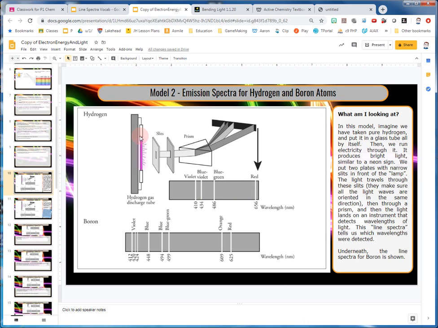And when you put a different element in here and run electricity through it, you get a totally different line spectra. And it turns out that you could take all of the elements and run electricity through them and do this exact same thing, and you would get a completely unique line spectra for each element. That's what the early experimenters found.